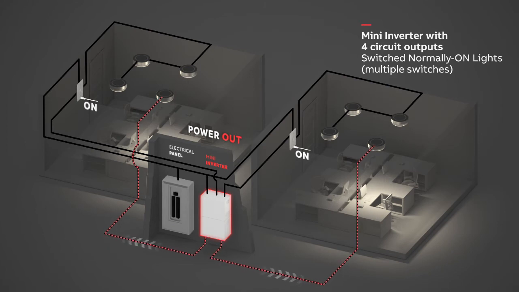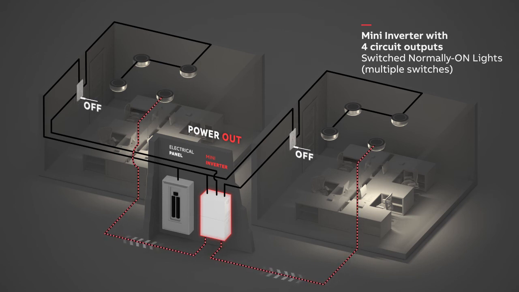When the main power goes out, the mini inverter will bypass the wall switch, so that even if a switch is off, the light wired as emergency lighting will turn on, powered by the mini inverter.